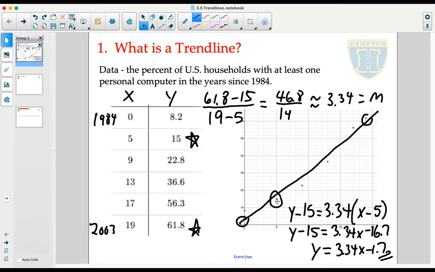So why bother doing this? Well, we want to make sure that we're using our trend line for its actual purpose, which is we want to be able to make predictions with it. We want to see where this pattern of data is going, or we want to fill in the blanks in between. So we don't have any data for the years between 1984 and 1989. The trend line could help us fill that in. We don't have any data for 2002, in between 2001 and 2003. This line could help us do that.